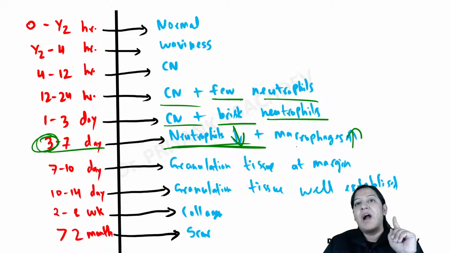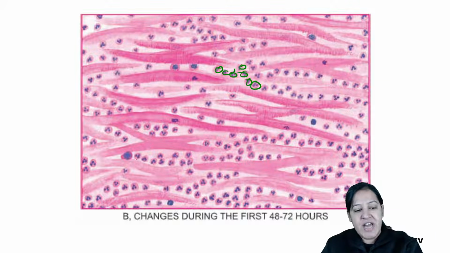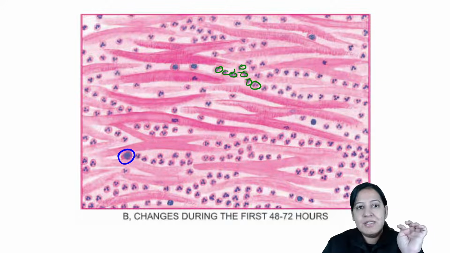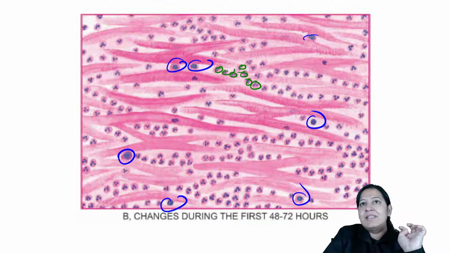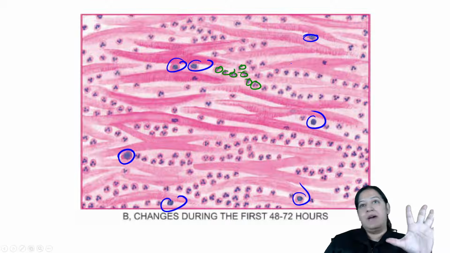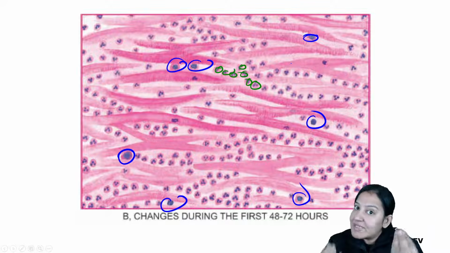So neutrophils start decreasing and another cell, the macrophage, is coming. Everyone please appreciate, I am marking the macrophages. This cell, this cell, this cell, this one, this one. I can see these are the macrophages in this slide. So neutrophils start decreasing and macrophages start appearing.